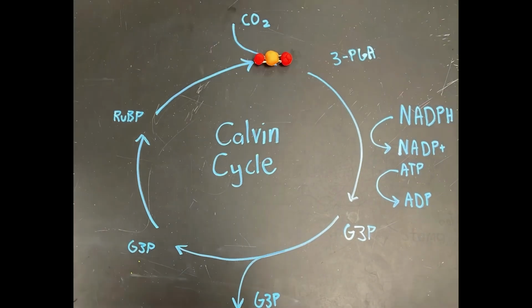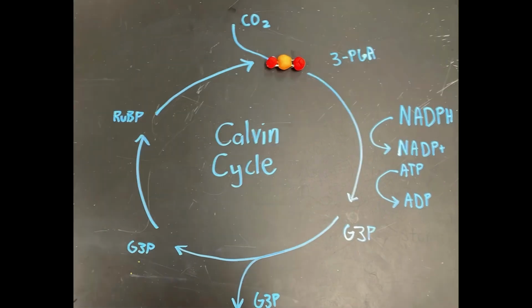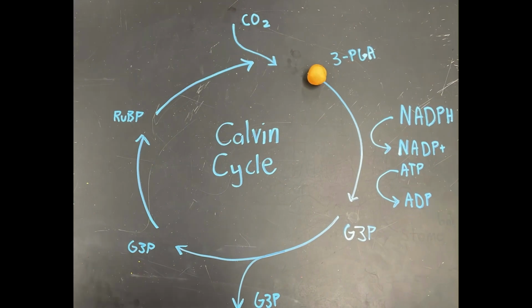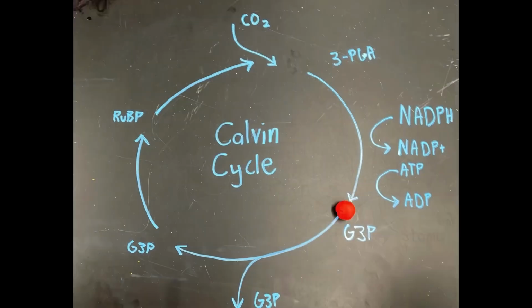In the Calvin cycle, CO2 is turned into 3-PGA with the help of NADPH and ATP produced in the light-dependent reactions. The 3-PGA is then transformed into G3P, which exits the Calvin cycle and is turned into various types of sugars like glucose, sucrose, starch, and more.